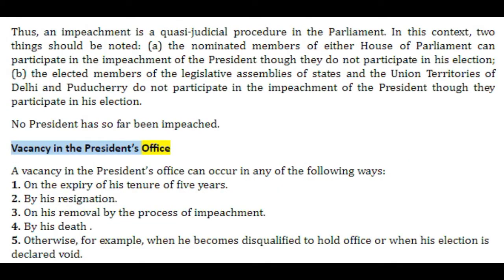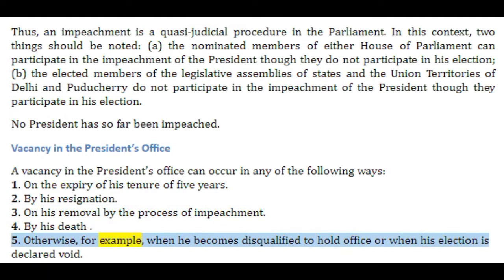Vacancy in the President's office. A vacancy in the President's office can occur in any of the following ways. 1. On the expiry of his tenure of 5 years. 2. By his resignation. 3. On his removal by the process of impeachment. 4. By his death. 5. Otherwise, for example, when he becomes disqualified to hold office or when his election is declared void.